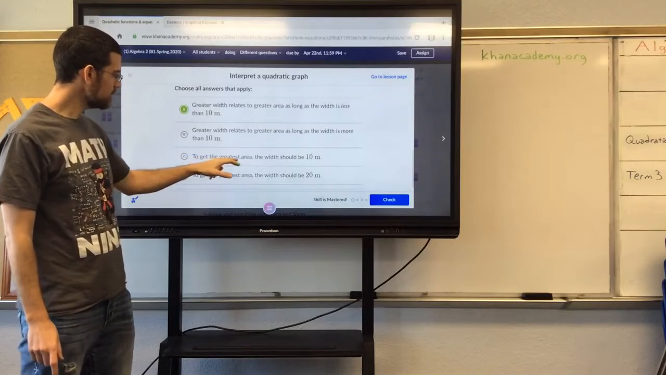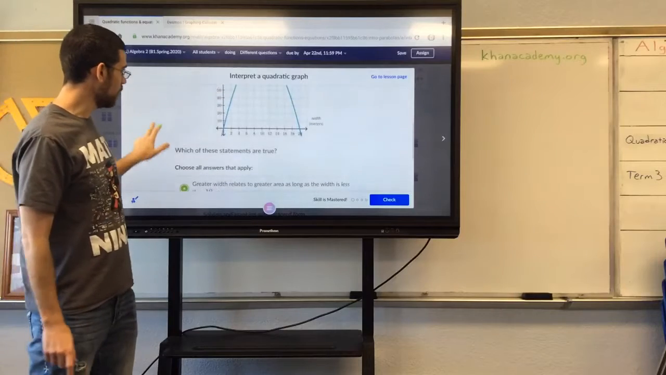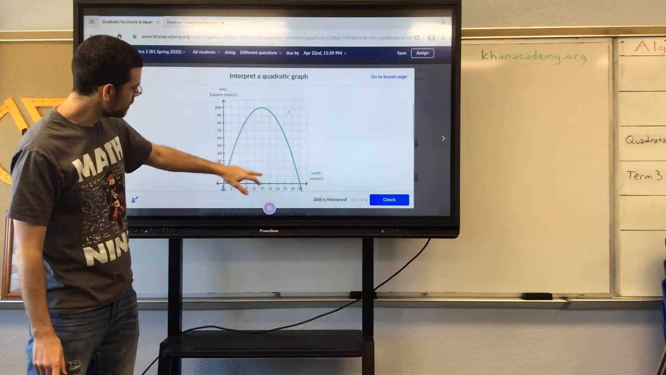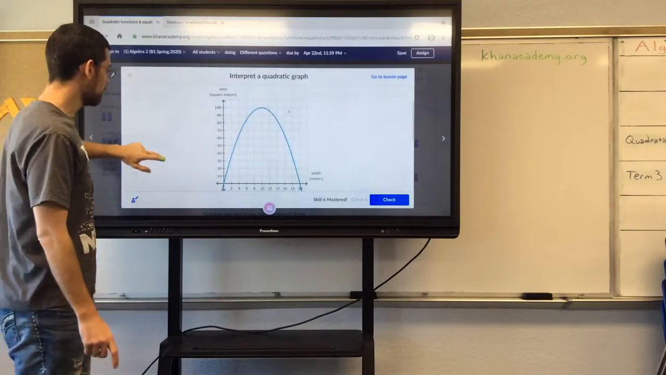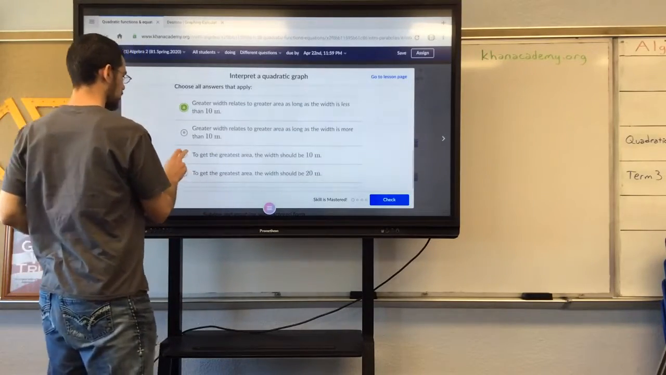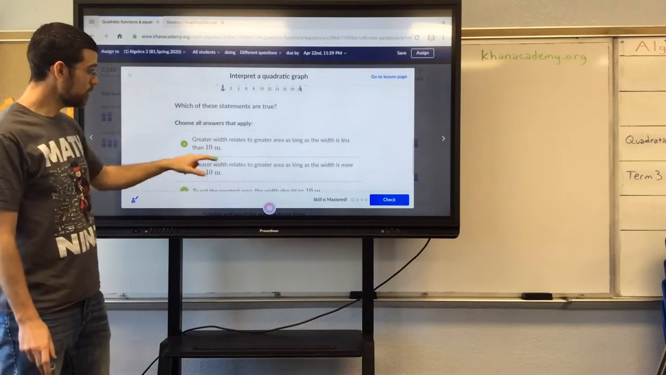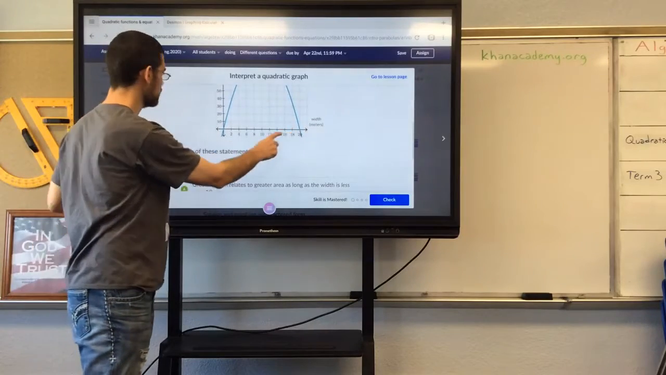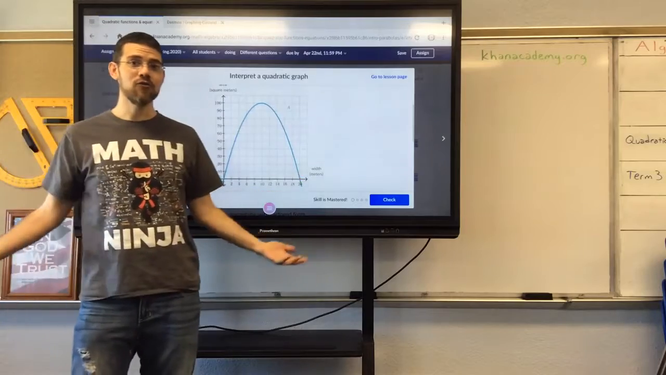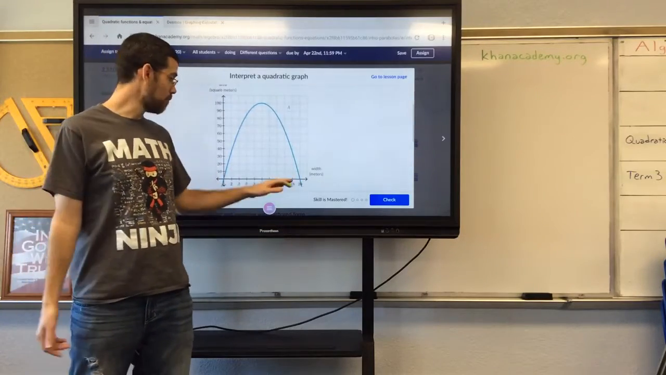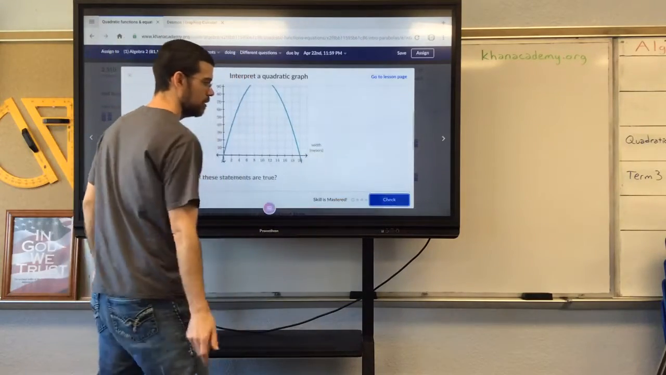C, to get the greatest area, the width should be 10 meters. Well, that's true. That's when the width is 10, I'm here at the maximum point. I'm at the vertex of this parabola, and that's the greatest area. To get the greatest area, the width should be 20. Well, the width is larger. But apparently, if the width of that rectangle is 20, I don't have enough fencing to make a rectangle anymore. I have no area at all, so that's false. And we are done with that one.